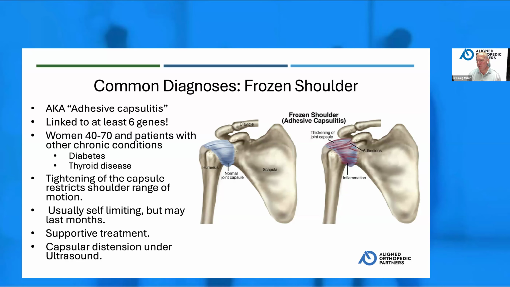but to return to full range of motion can be up to 2 or 3 years. So the capsular distension with Dr. Gruner is an outstanding option for some of our patients.